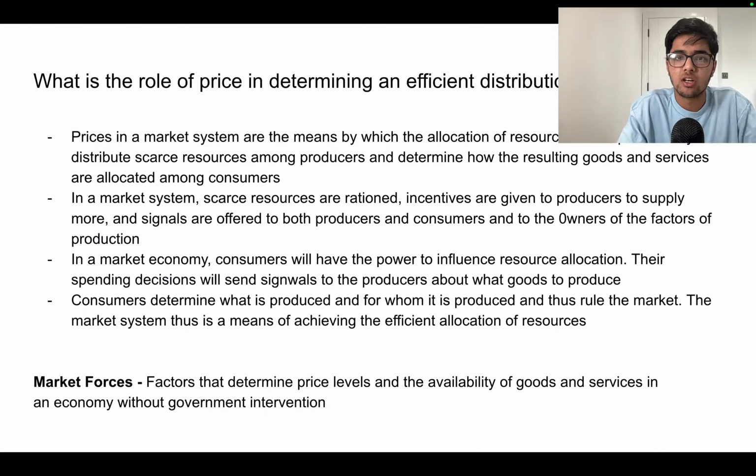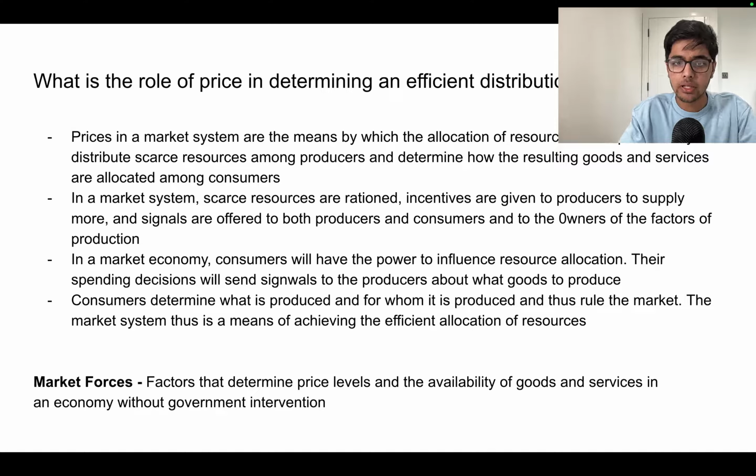What is the role of price in determining an efficient distribution of resources? Prices in a market system are the means by which the allocation of resources take place. They distribute scarce resources among producers and determine how resulting goods and services are allocated among consumers. In a market system, scarce resources are rationed, incentives are given to producers to supply more, and signals are offered to both producers and consumers and to the owners of the factors of production.